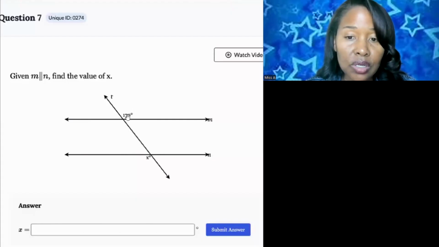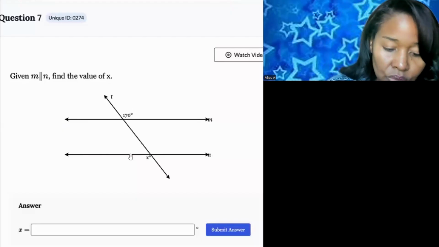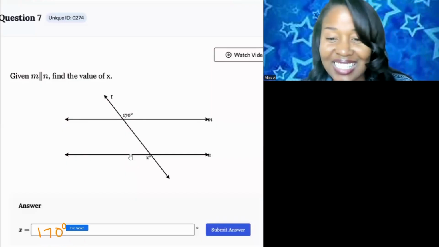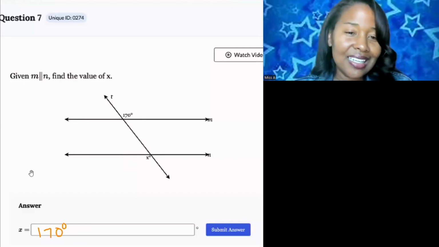So if this is 170 degrees, then guess what, y'all? X is also going to have to be equal to 170 degrees. So this one is an easy peasy lemon squeezy question, as my younger students like to say.